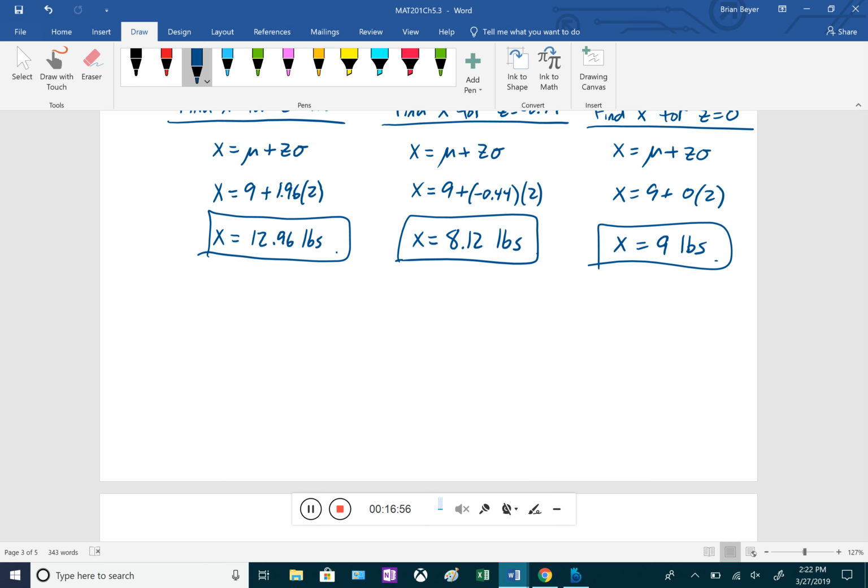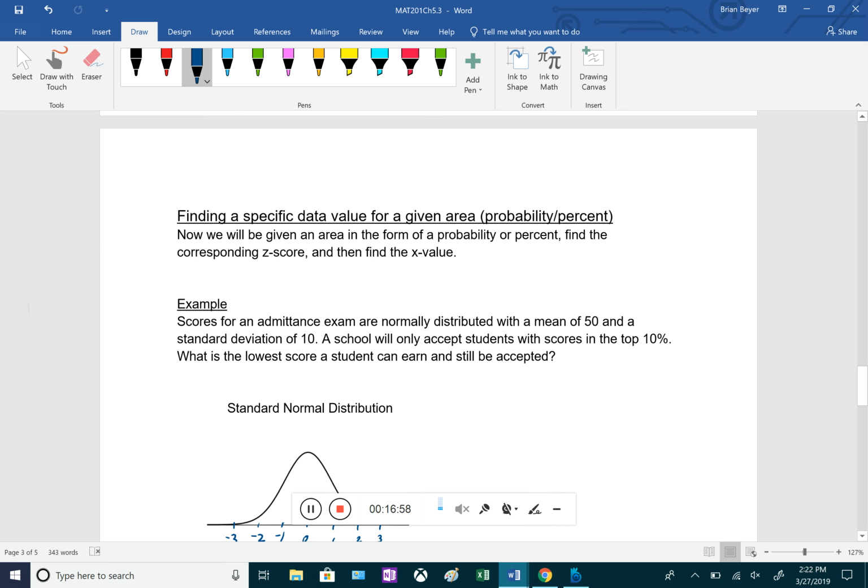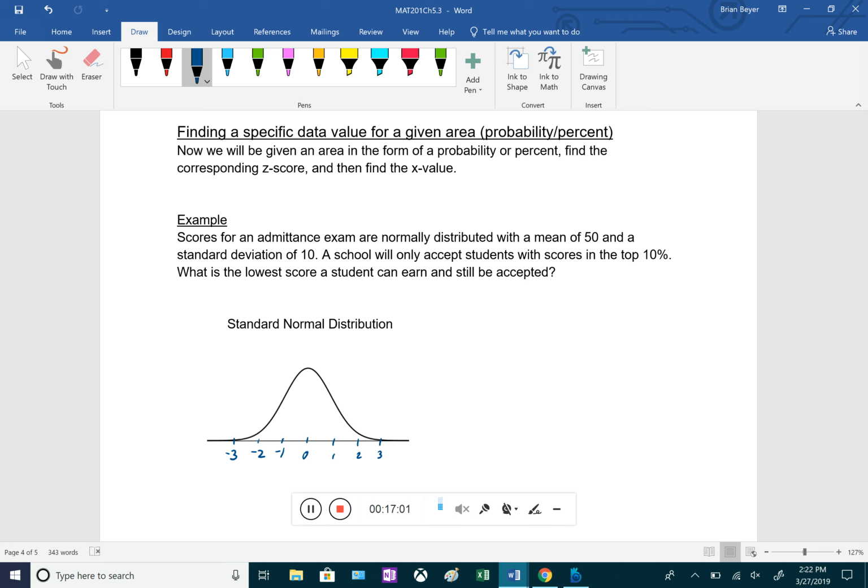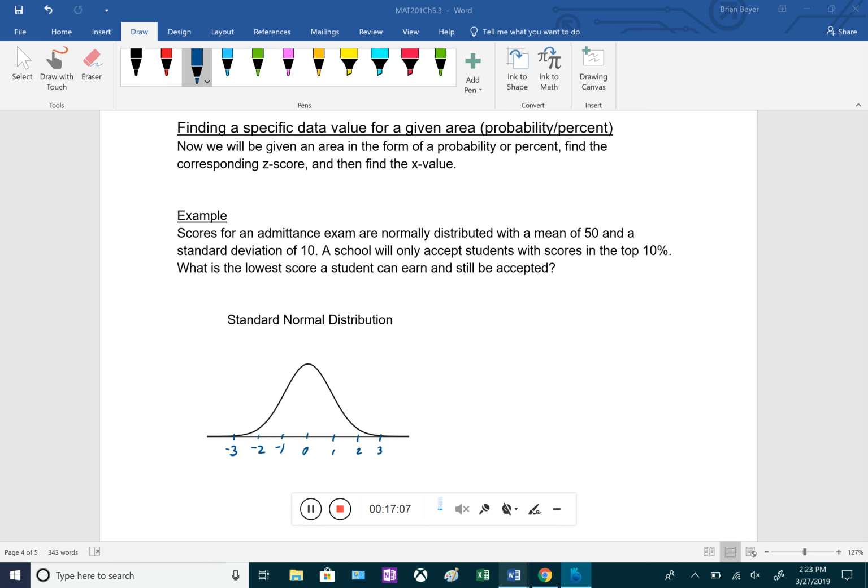Okay, let's do a couple other examples here, but before that, we're going to mention the first step that we're going to have to do. Now we're going to be finding a data value, which is x, again, except this time for a given area or probability or percent. That's what I mentioned a few pages ago. We're going to be given an area under the normal curve. We're going to use that to find the z-score, and then we're going to use the z-score like we just did to find the x value.